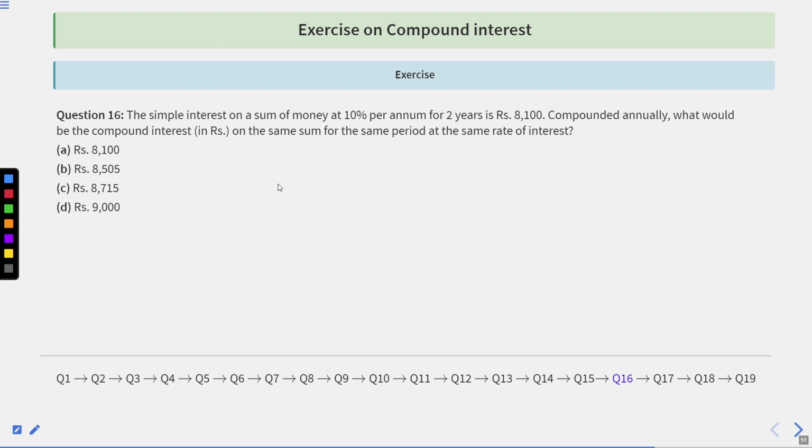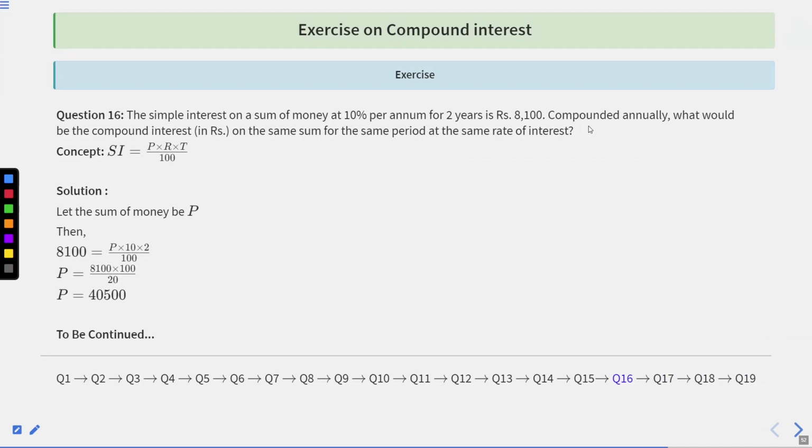Question number 16. A simple interest on a sum of money at 10% per annum for 2 years is rupees 8,100. Compounded annually, what would be the compound interest in rupees on the same sum for the same period at the same rate of interest? So let the sum of money be P, and we know the simple interest is P into R into T upon 100. So 8,100 is equal to P into 10 into 2 upon 100. So P is equal to 40,500.